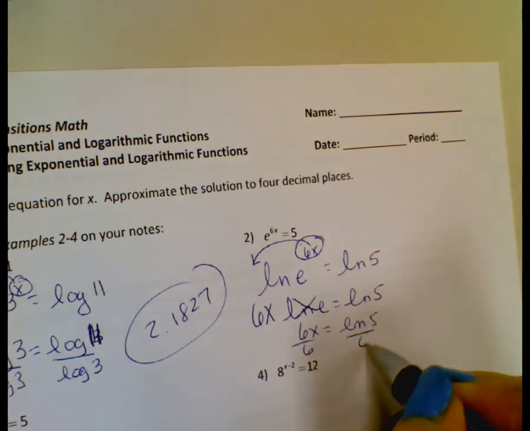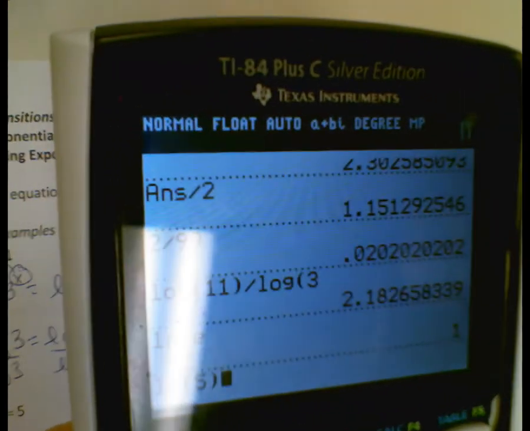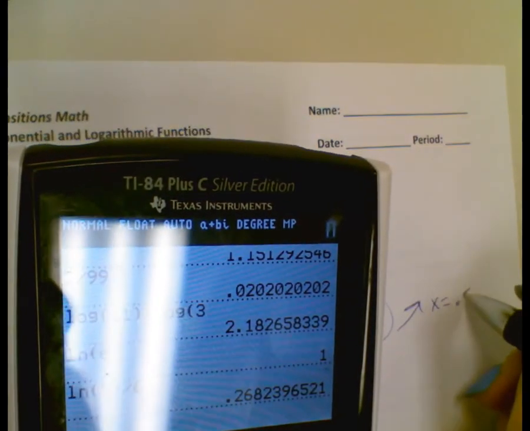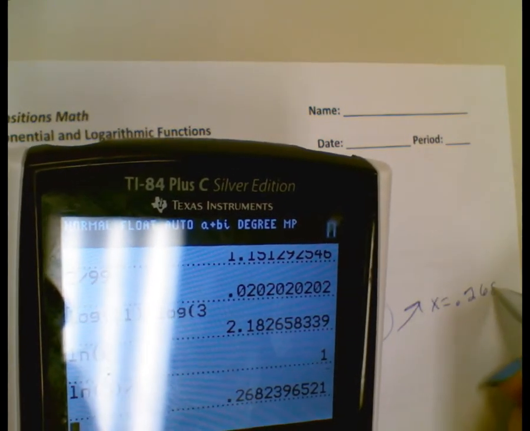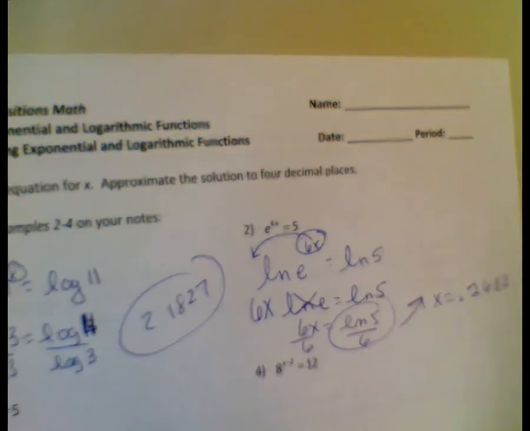And to solve for x, you would divide by 6. So x equals this, natural log of 5 divided by 6, which is 0.2682.